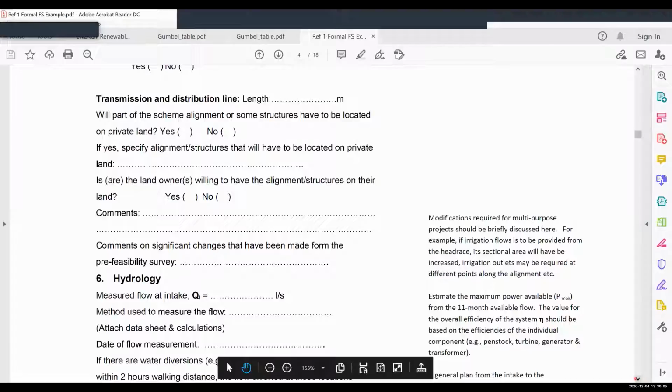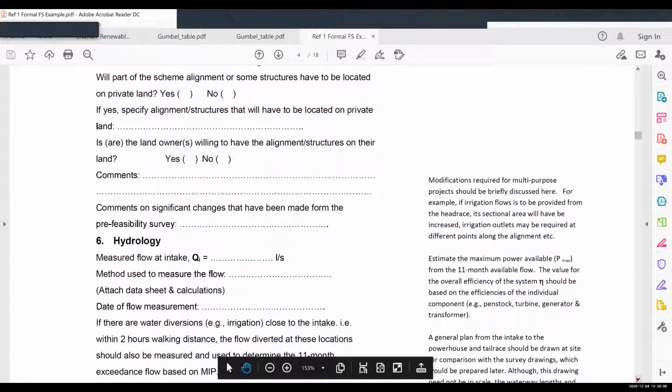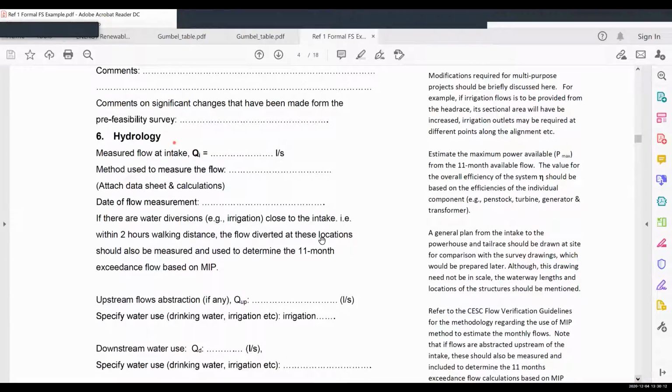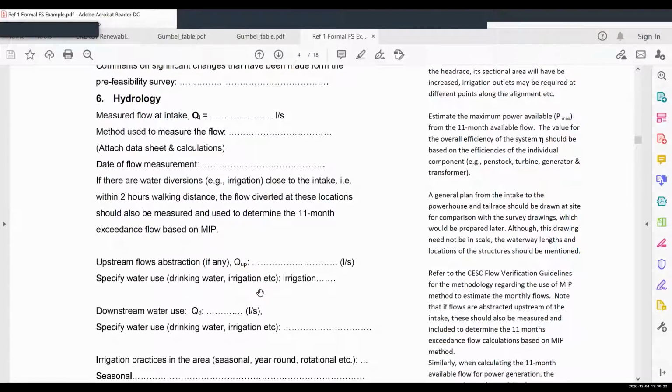Similarly, on hydrology, you have to measure what the flow over there is. What was the method used to measure the flow? Is there data that was done? And what are the upstream water uses? You have to make sure that above your river, if people are using water, what are the chances for water diversion that will disturb your project? So you have to make sure that is there.